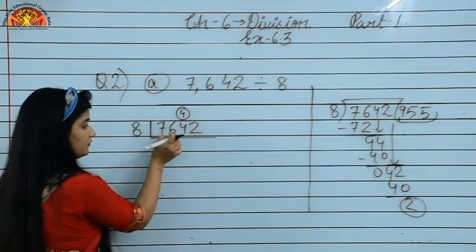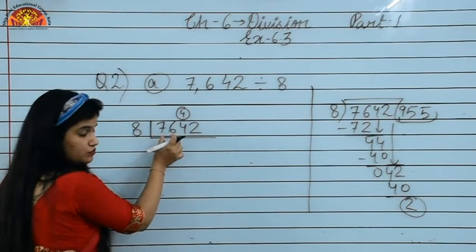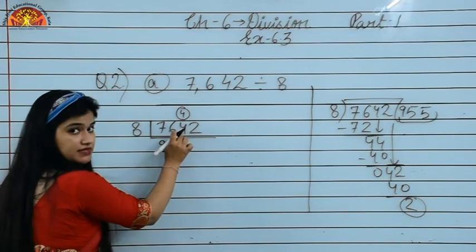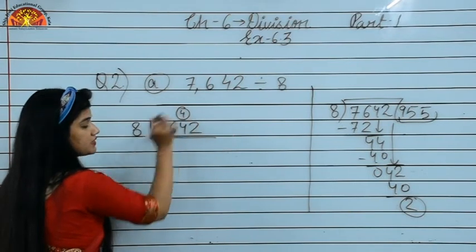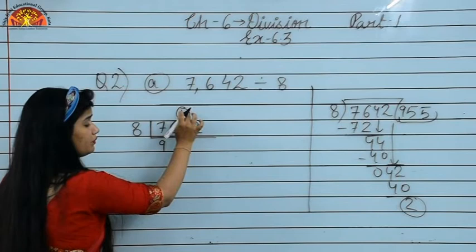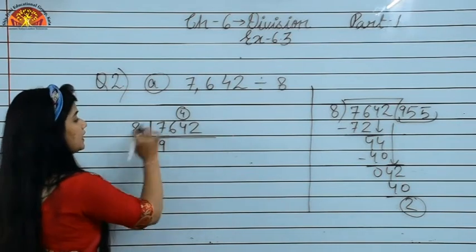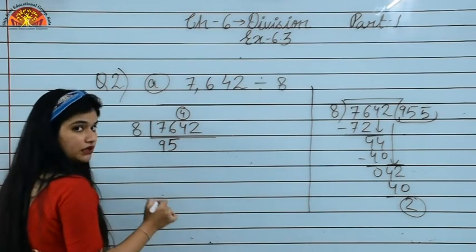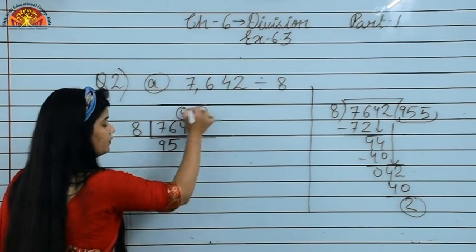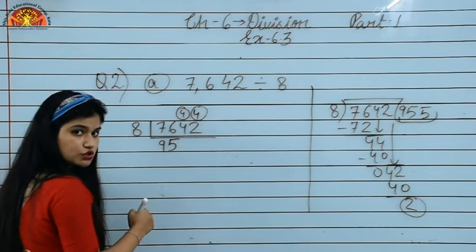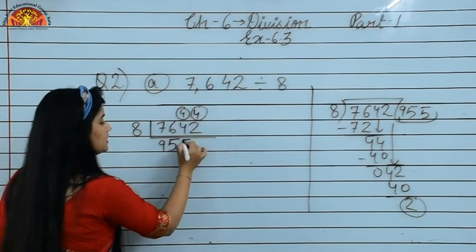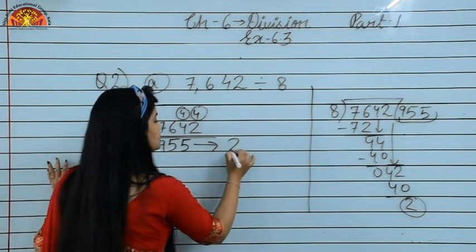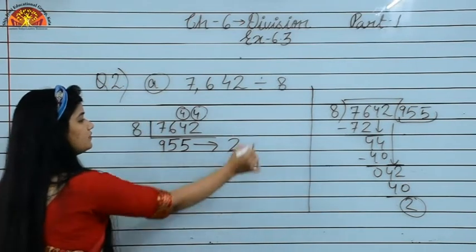We have used these digits, 7 and 6. Now we have to take this number, so 4 will come above it and the new number will be 44. Now again 8 5s are 40, so the remainder will be 4. Now again 4 will come here, new number is 42. Now again 8 5s are 40 and the remainder is 2. This is the short division method.